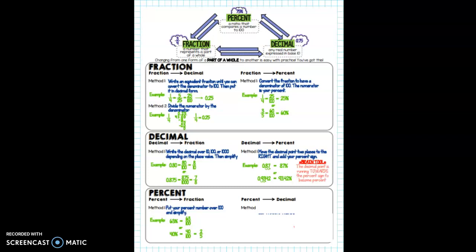40% is 40 over 100. Divide both numbers by 10 would give me 4/10. Divide both numbers by 2 and I would get 2/5 for simplest form.